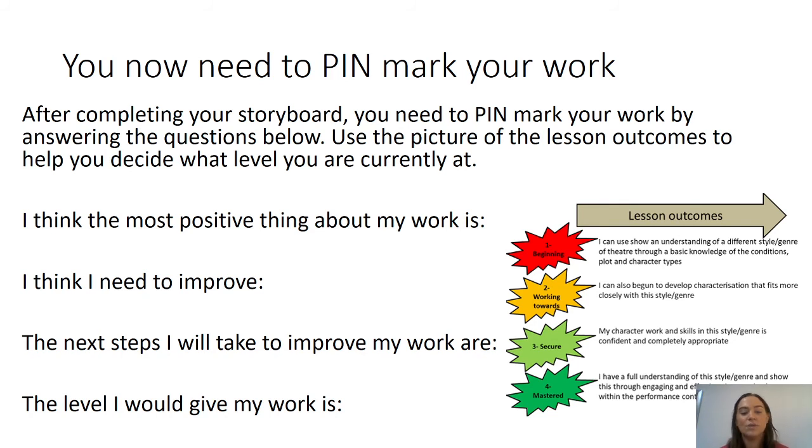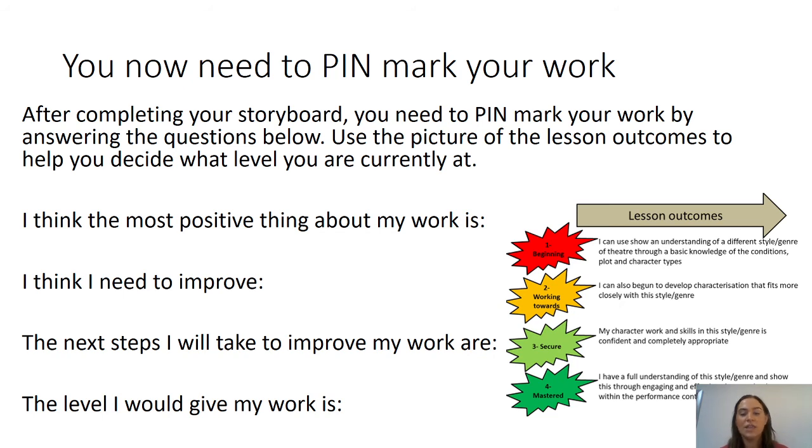And the next steps you will take to improve your work. So if you say, I need to improve on my vocal skills, you then need to think about what you're going to do to help you improve on it. Is it practicing? Is it writing down all the different skills and becoming more familiar with it? So think about that. And the level you would give your work currently.